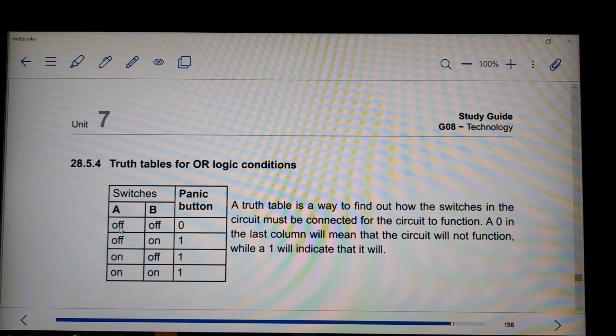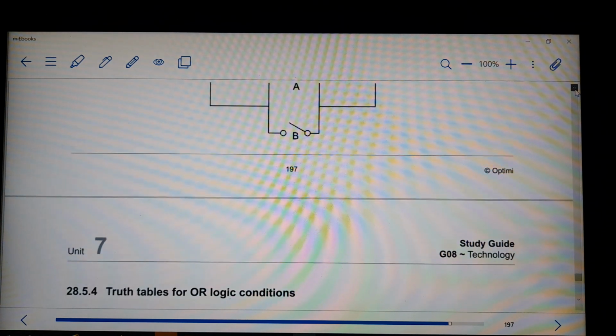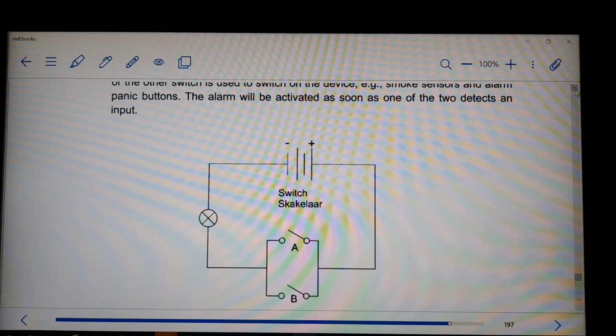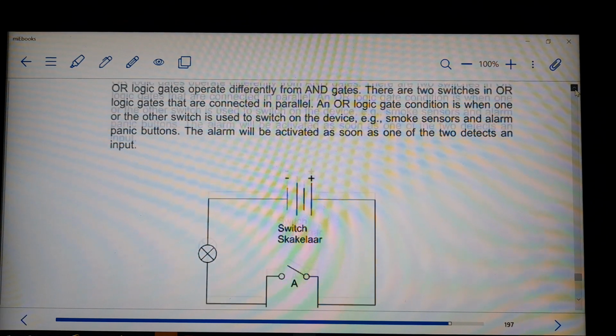So you see, if the two are off, so if we have 0, 0, then we'll get 0. But if any one is on, like here, 1 is on, we'll get 1. And here 1 is on, we'll get 1. And here 2 are on, we'll get 1. So that's the difference between the OR gate and the AND gate. Please try to read and understand these tables practically, but think of the series connection as one path, and the parallel connection as two paths.